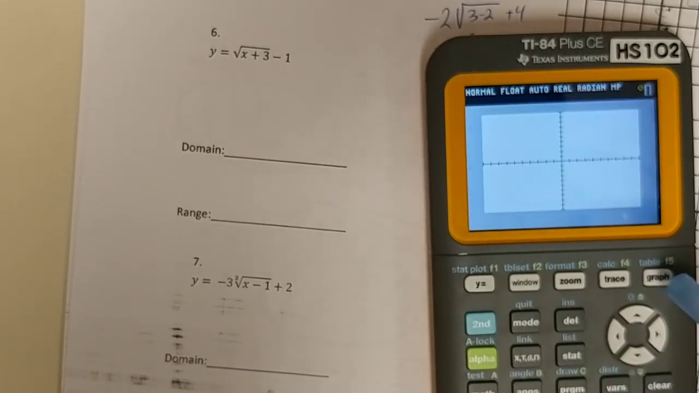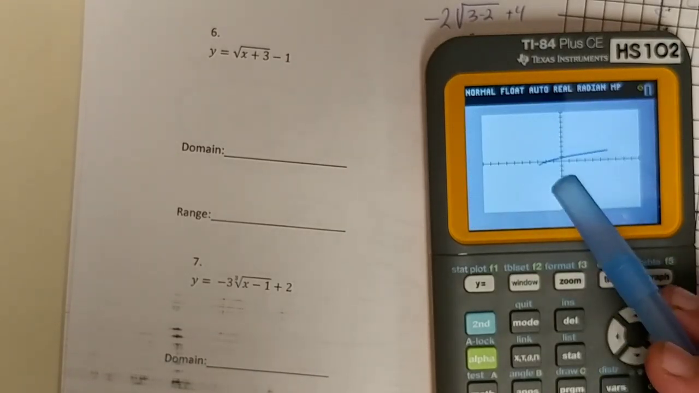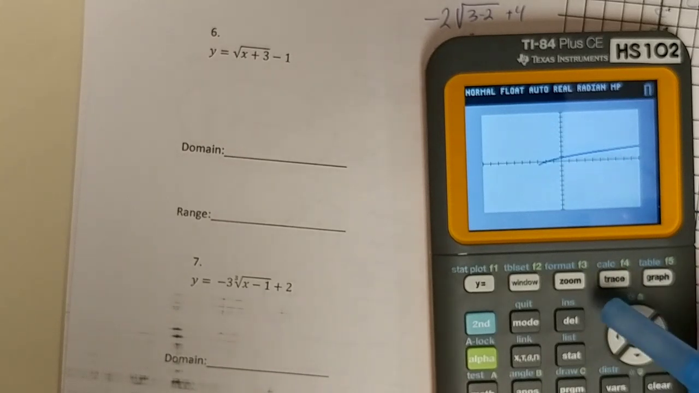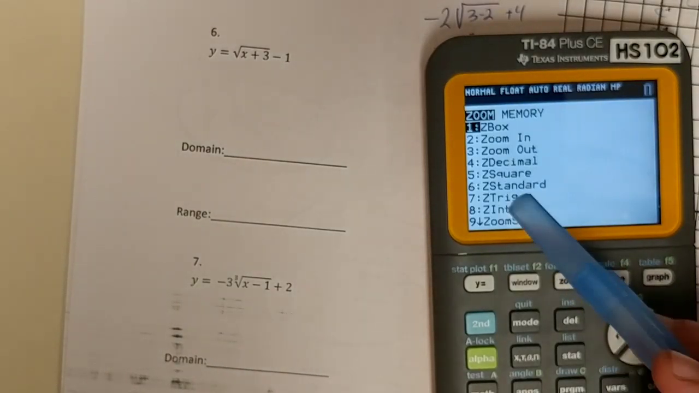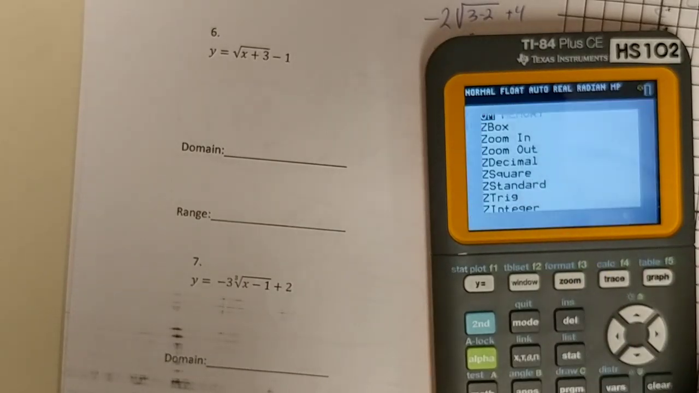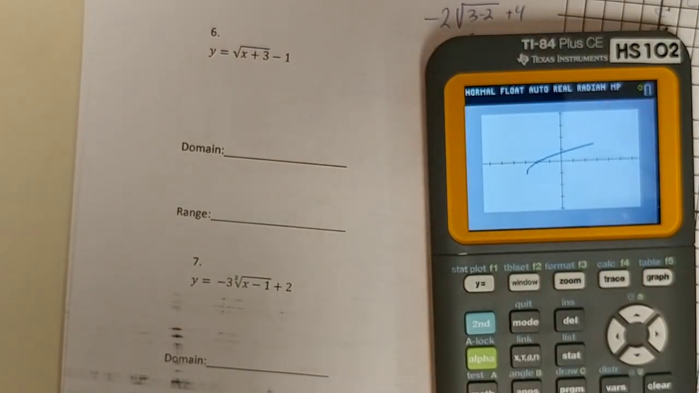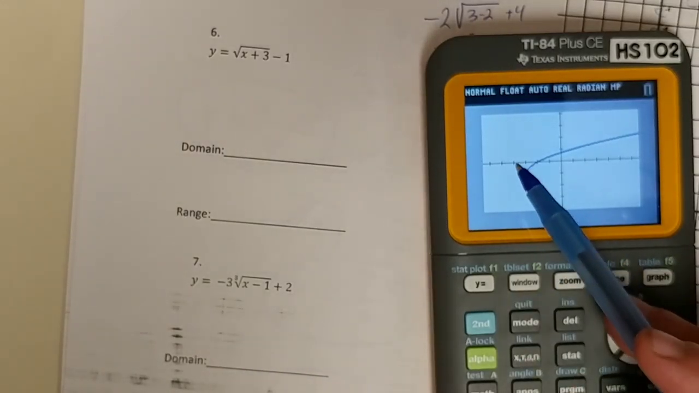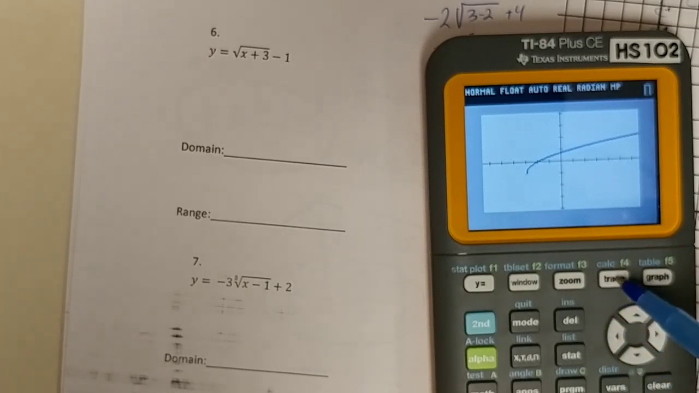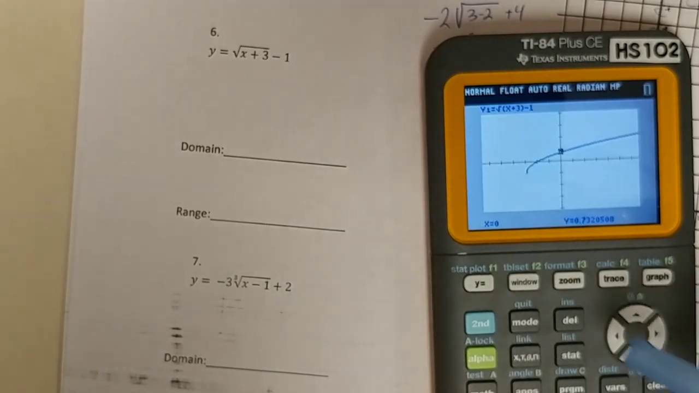Now, to graph it, I'm going to graph it. Now, you see the curve, but that's not sometimes very easy to look at. So what I do is click zoom, and I'm going to do zoom decimal. And wow, that makes it a lot easier to see. I care about what this point is, this last point on the graph. So what I'm going to do is click trace, which is right here. And I'm going to go all the way right.